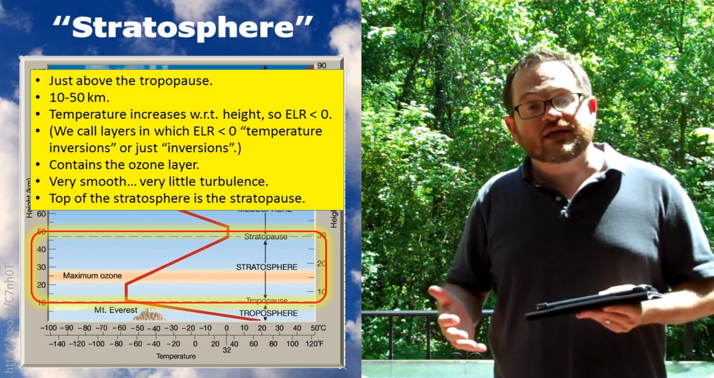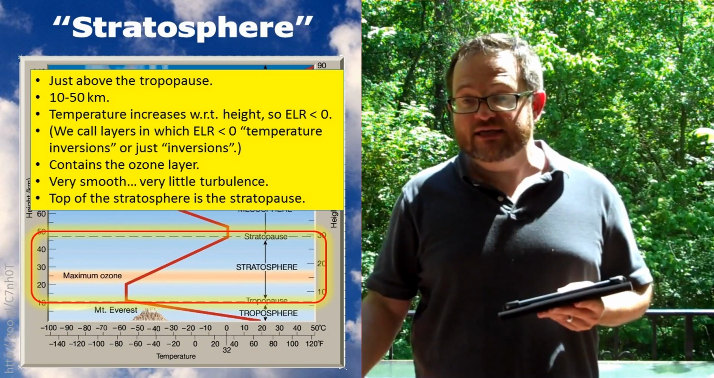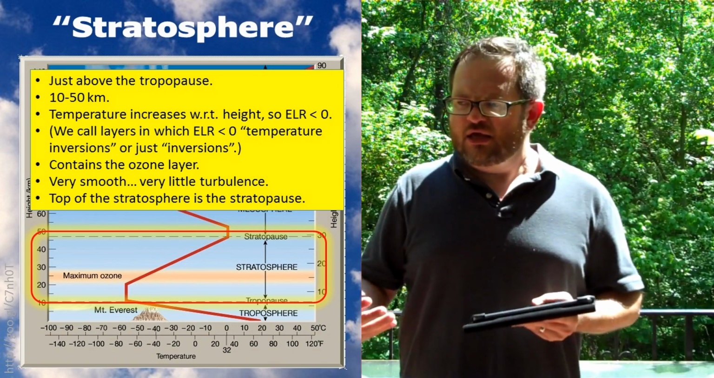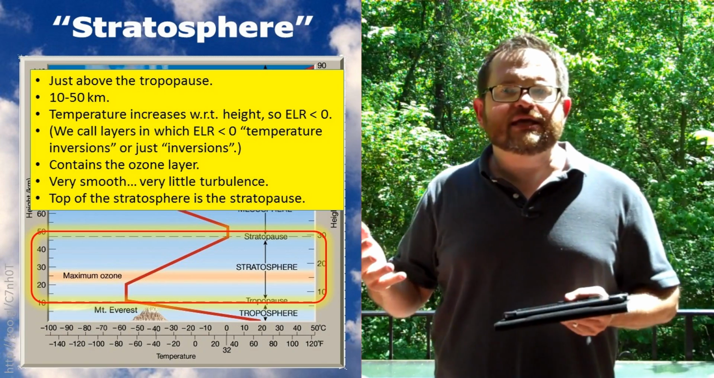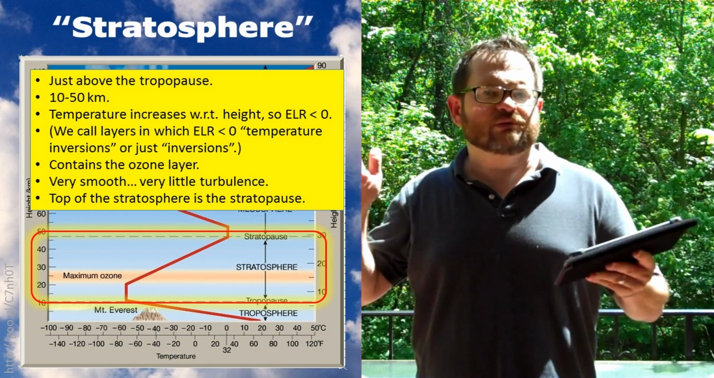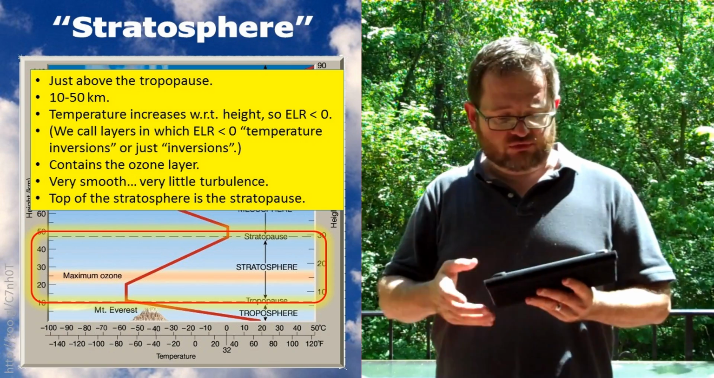An inversion is a layer of the atmosphere where temperature is increasing with respect to height, and the stratosphere is an example of an inversion. Okay? When early in the history of observational meteorology they first discovered it, they were astonished by this. They didn't understand how this was possible. They thought temperature always decreased with respect to height.